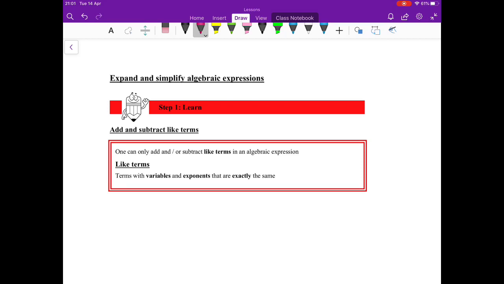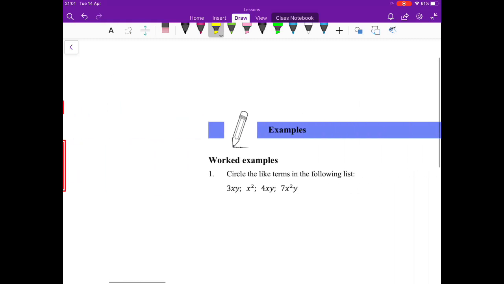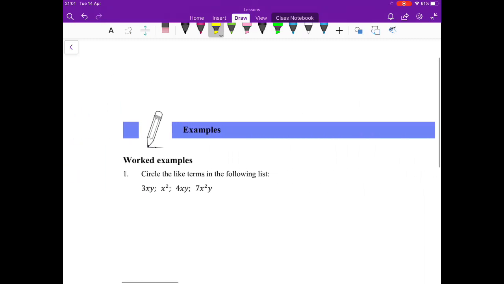We are going to start by adding or subtracting like terms. The important thing is we can only add and subtract like terms, so I need to explain to you what they are. Like terms are terms with variables and exponents that are exactly the same. So let's have a look at some of our examples.